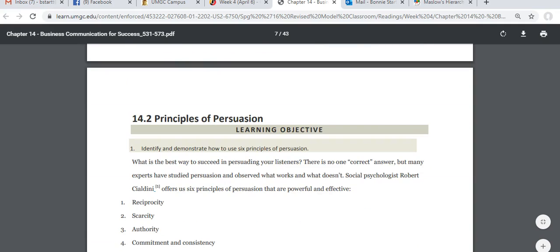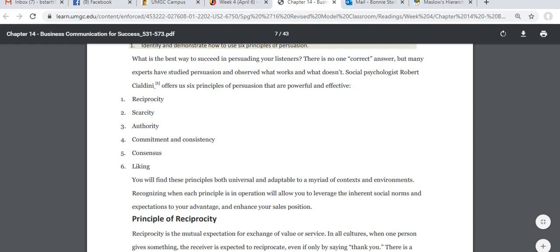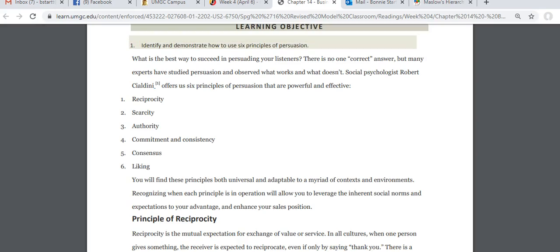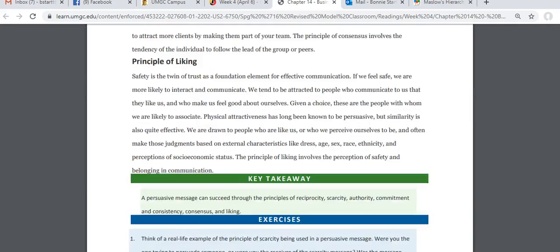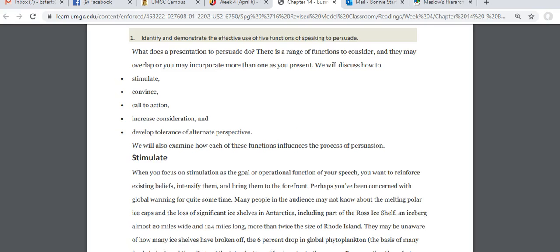So make sure that you're aware that you're going to have all those various points in your argument before you start looking at it. Principles of persuasion here in chapter 14. Have a look through these and see what you come up with. Then take some time putting together your presentations.